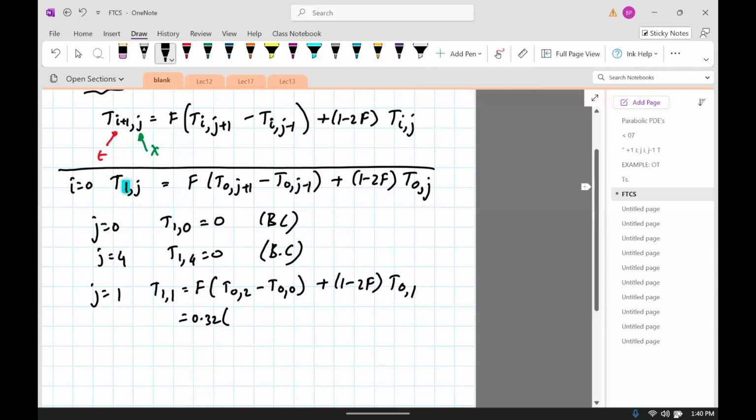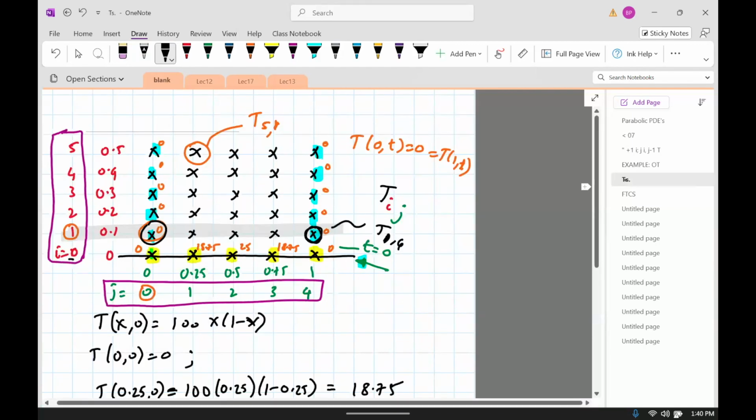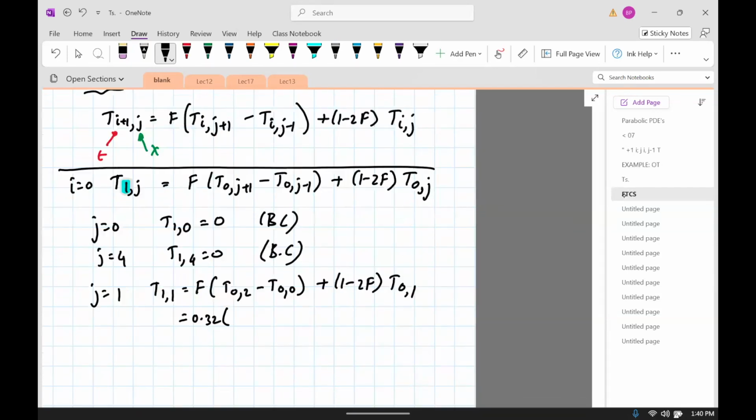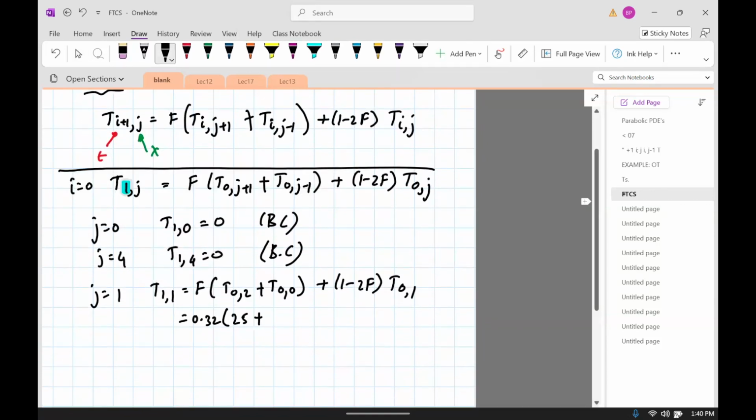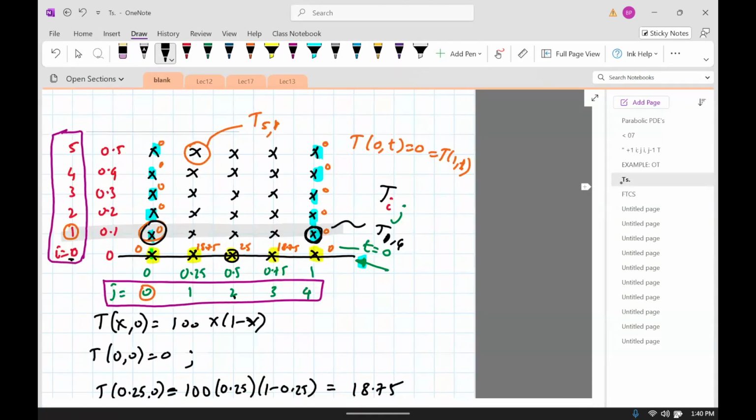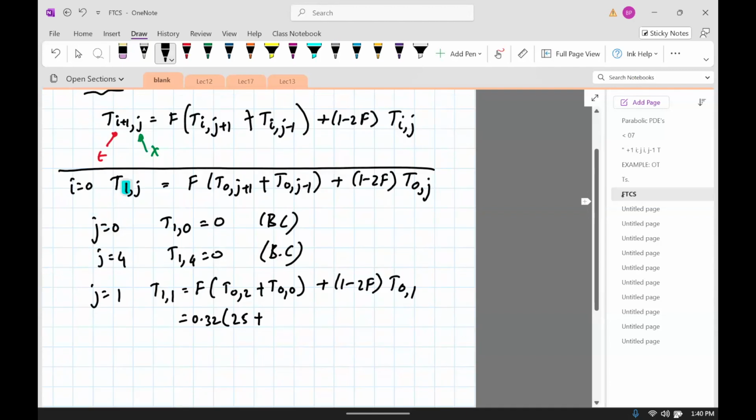Okay, 0, comma 2. That's 0, comma 2, which is this 25. This should be positive, not negative. My bad. Should be positive. 0, comma 0, which is this point, it's 0.